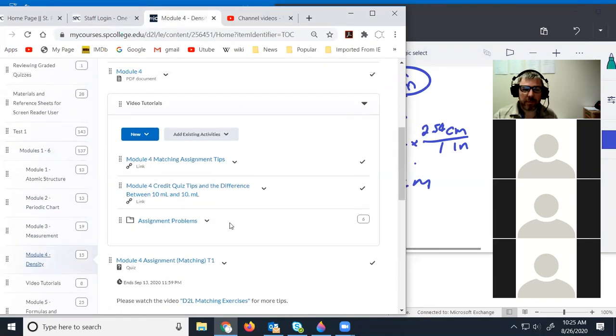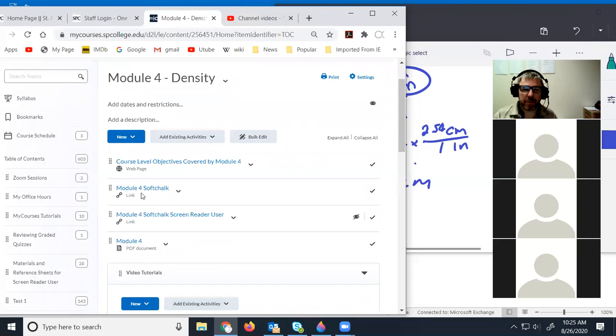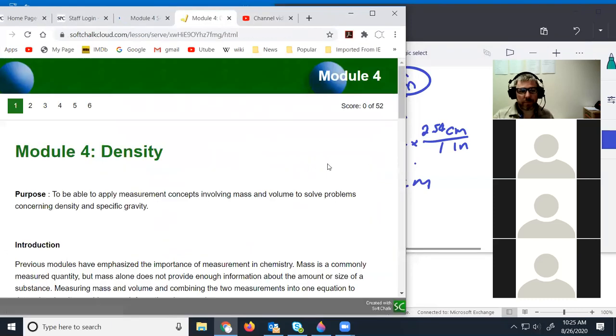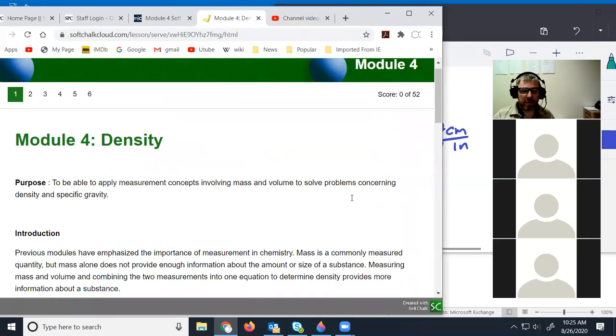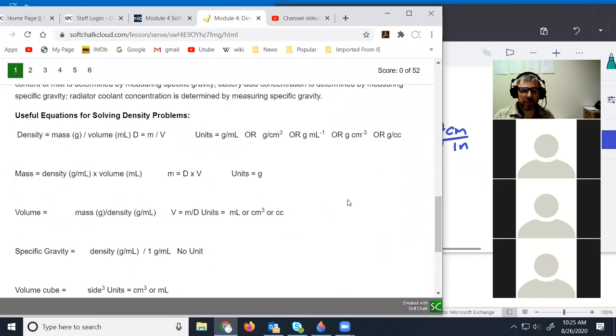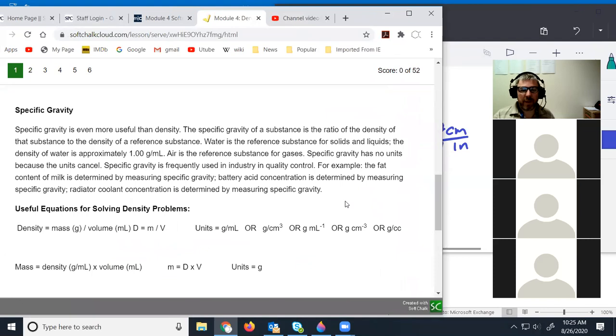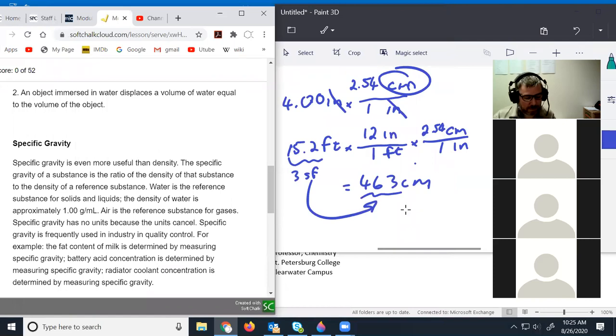Let's take a look at that. Here we go, Module 4 soft chalk. So it's only 6 pages, as you can see, so it's fairly short as far as modules go. So density is mass divided by volume, and what that means is we've got some different ways that we can express density.